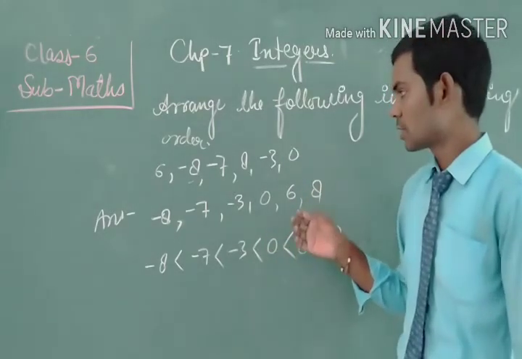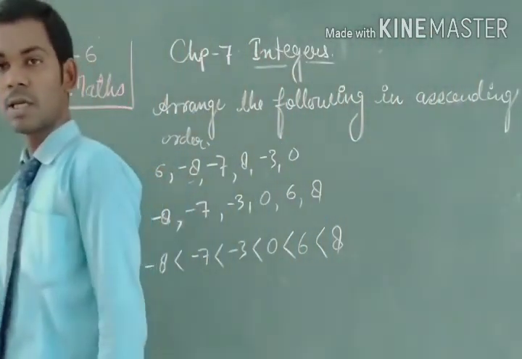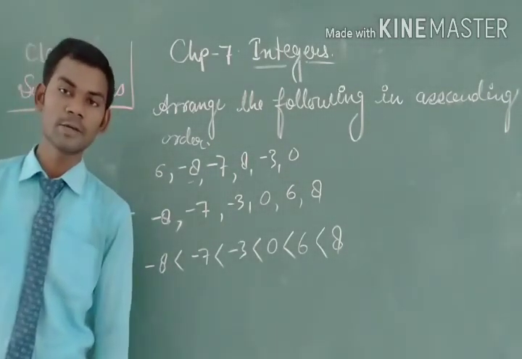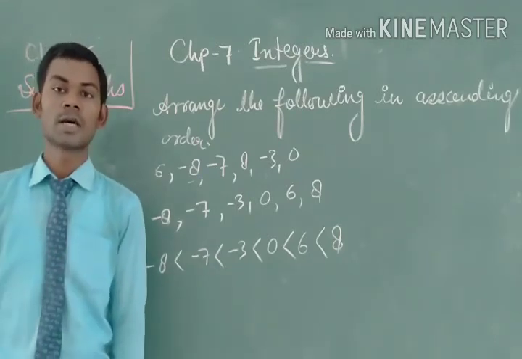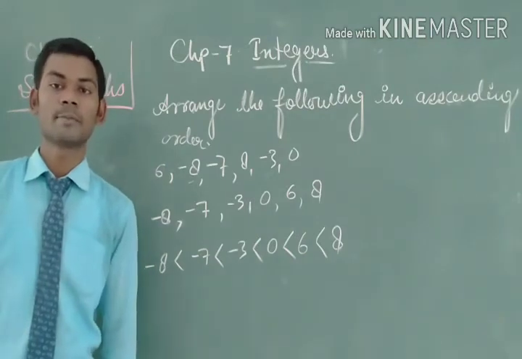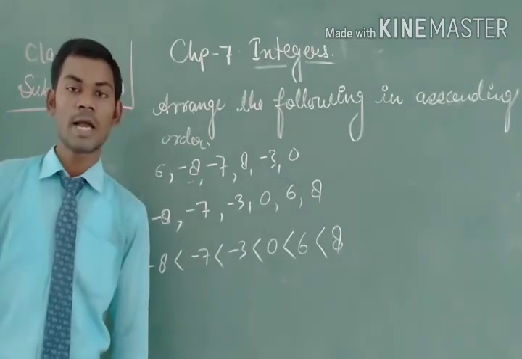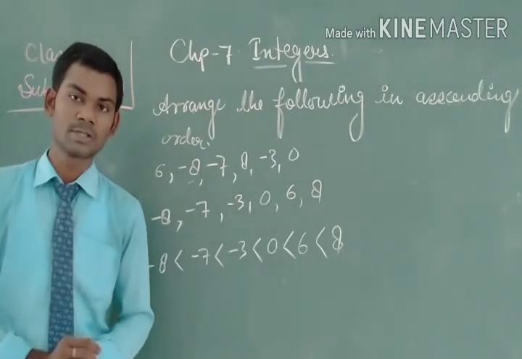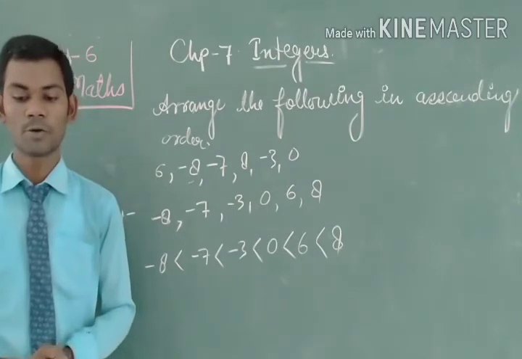So student, this is the method for writing the ascending order of integers. In this, first of all, we shall write the highest negative integer first. So in the question, the highest negative integer is minus 8. Therefore, we write minus 8 as the smallest integer, and after this we shall continue to repeat the same process, and in this way we shall get our required result. So I hope it is clear to all.